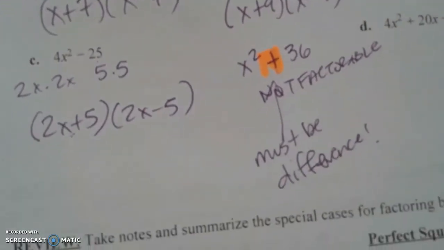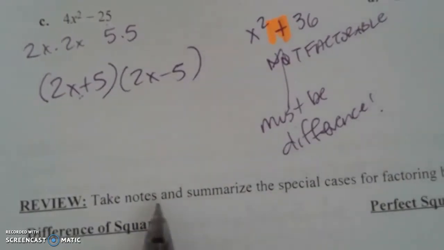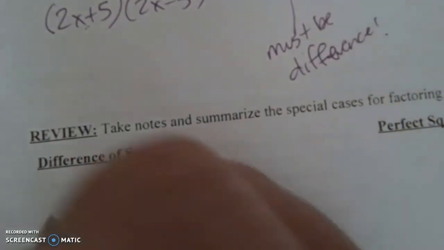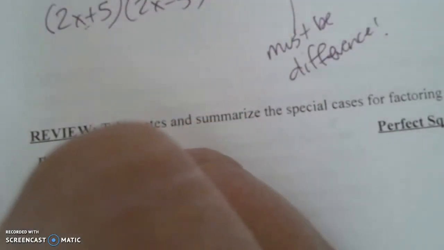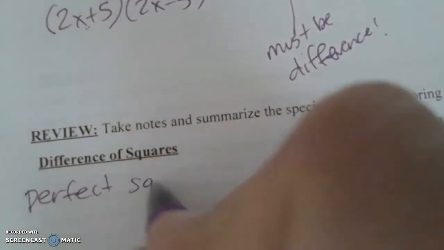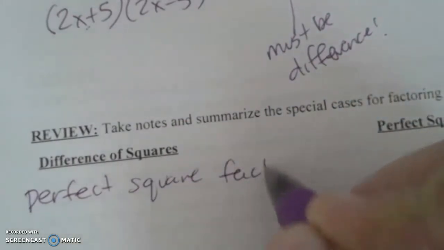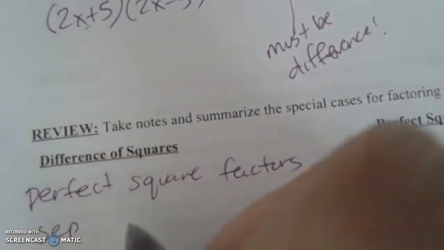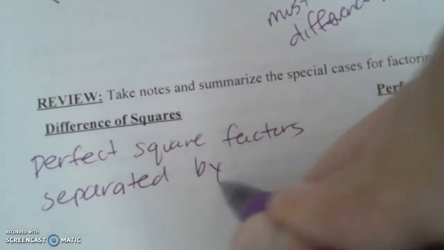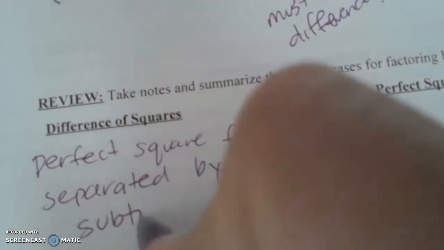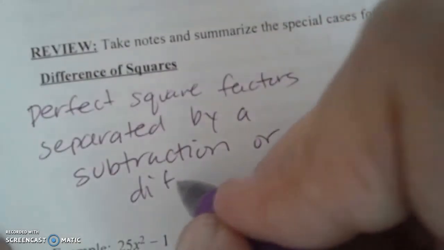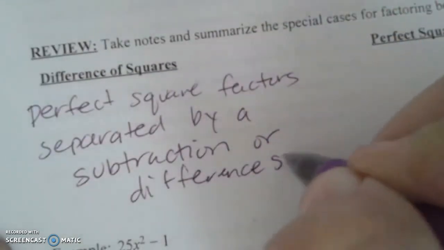To summarize, I'll come back and do the right side, but take notes and summarize the special cases of factoring. The difference of perfect squares: it has to be perfect square factors separated by a subtraction sign, or difference sign.